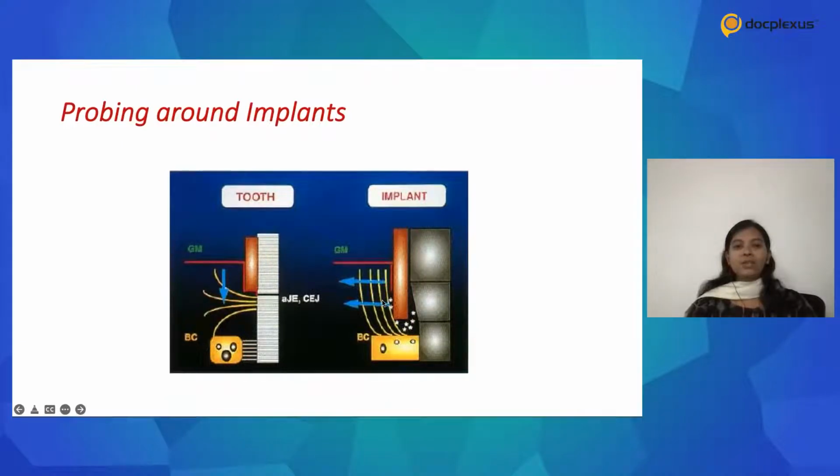So now see the difference in the orientation of these fibers and these fibers. This is looking more perpendicular to the tooth, whereas this is looking parallel to the implant surface. So this is how the fiber component is formed around the implant. It is parallel, whereas in the tooth it is perpendicular.